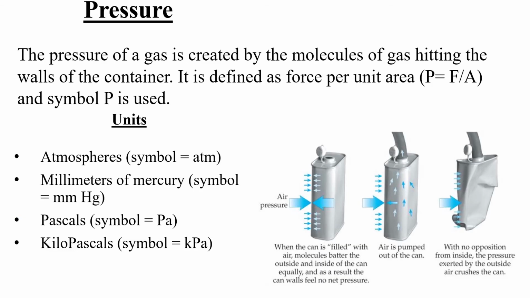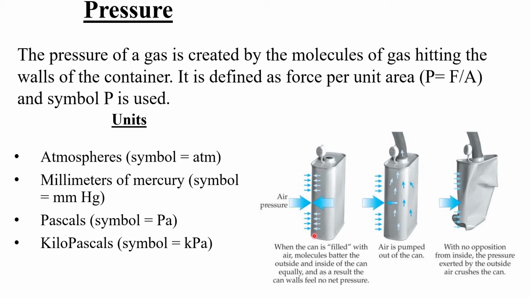The third variable to define the behavior of a gas is pressure. The pressure of a gas is created by molecules of gas hitting the wall of the container. Pressure is defined as force per unit area, and the symbol P is used. We live in an atmosphere of pressurized gases. You might have seen this demonstration in this image before, where when a can is filled with air, molecules batter the outside and inside of the can equally, and as a result, the wall feels no net pressure.